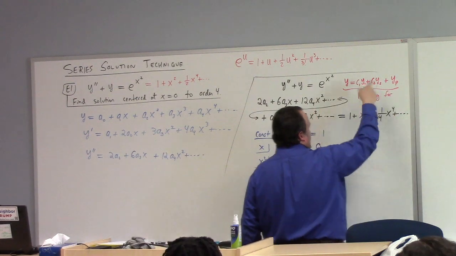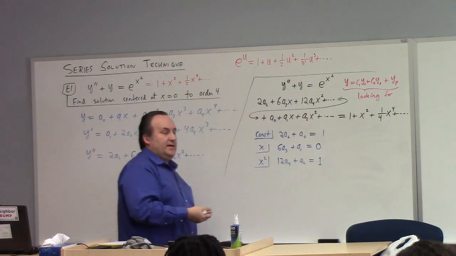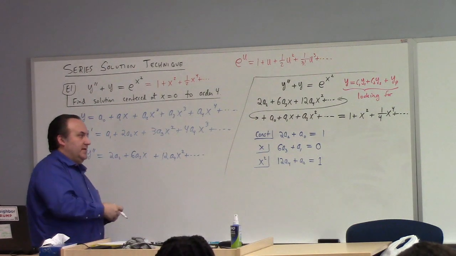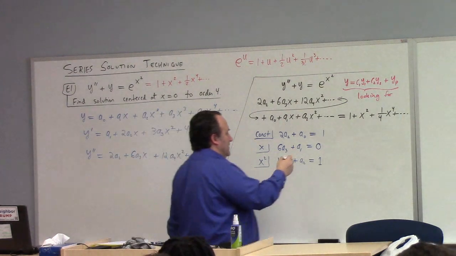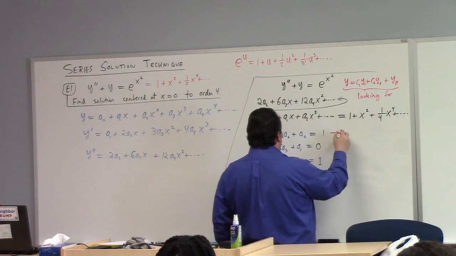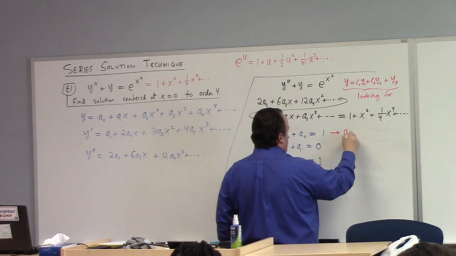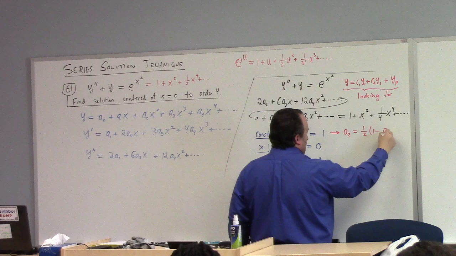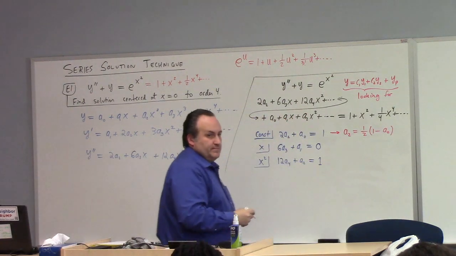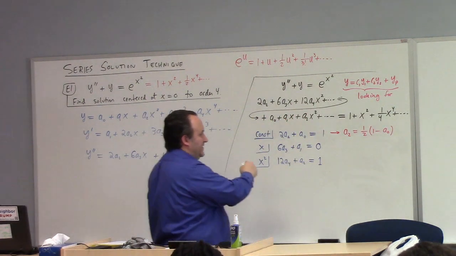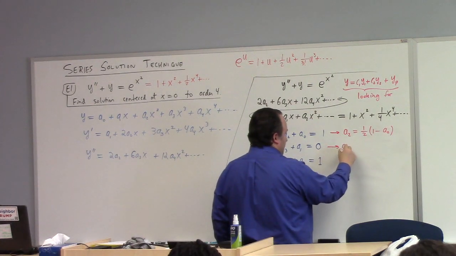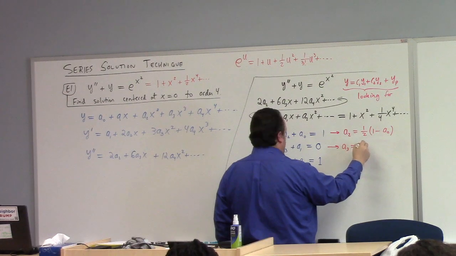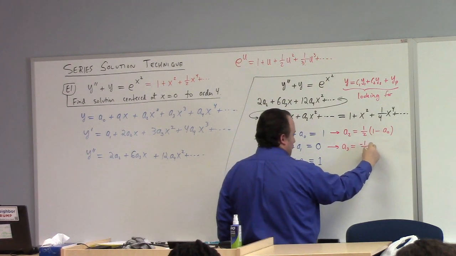All right. So this is what I'm looking for. I'm looking for this to happen, right? And I expect there are going to be two constants in the solution, right? And if you look at this, you should see that we could solve for a2. a2 is equal to 1/2 of 1 minus a sub naught, all right? And check this out. I can solve for a sub 3. A sub 3 is minus 1/6 a sub 1, right?